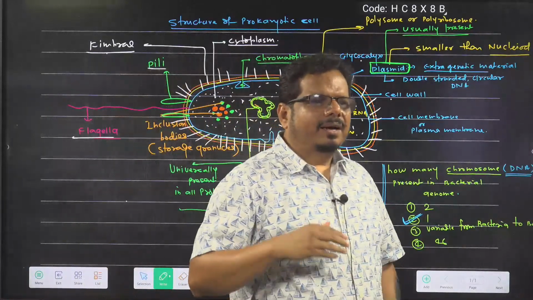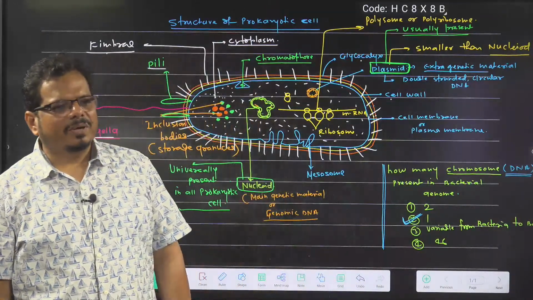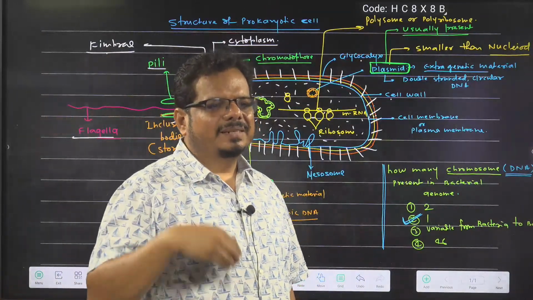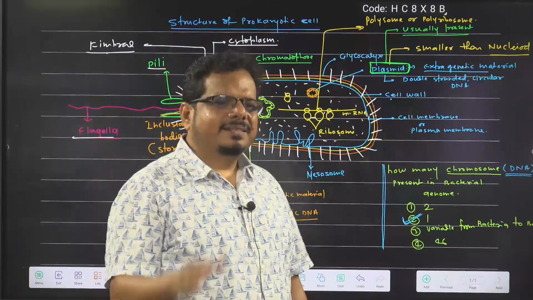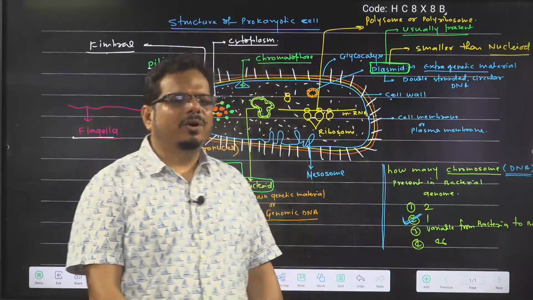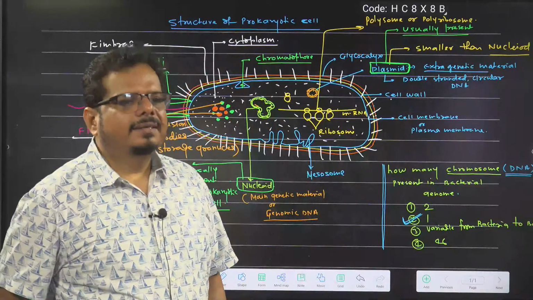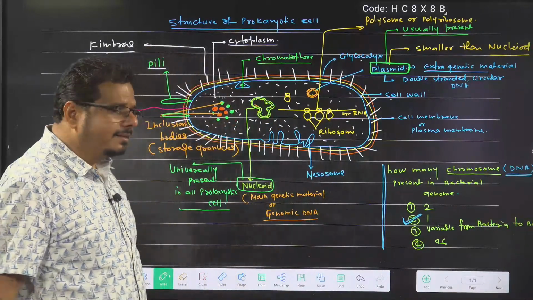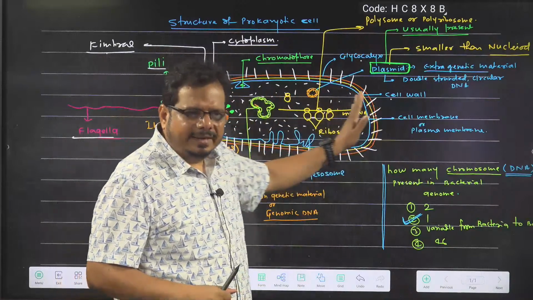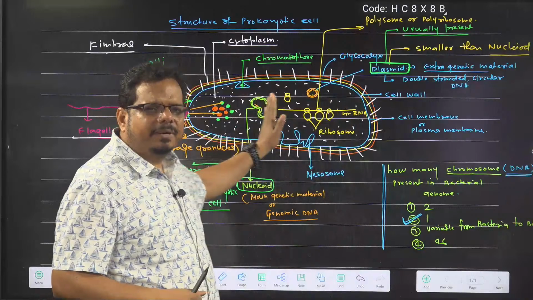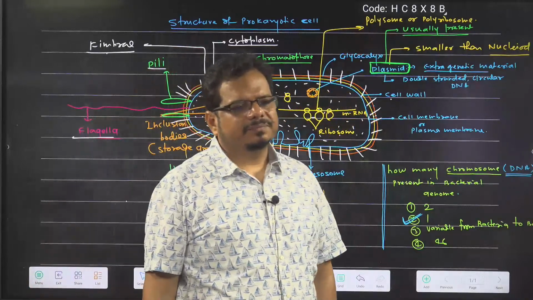So you tell me, what is the name of the outermost layer of a prokaryotic cell? Glycocalyx. Second layer from outside, cell wall. Well done. Innermost layer, cell membrane. Inside the cell membrane, a fluid filled matrix is there. Agree? That is called cytoplasm. Got the idea?